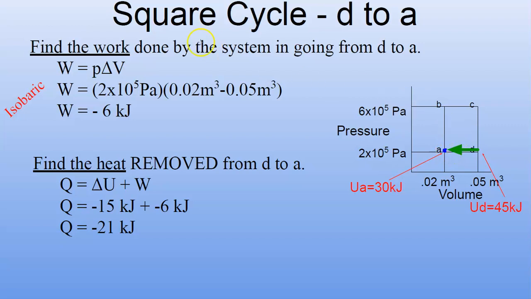How much work is that going to take? I'm having to do that because I'm moving backwards right there. Work on an isobaric process is pressure times the change in volume. I'm working at 2 times 10 to the 5th here at a lower pressure. My final minus my initial is here. And you see that my work would be negative 6 kilojoules. That's the work done on the engine, therefore I'm losing it from the engine.